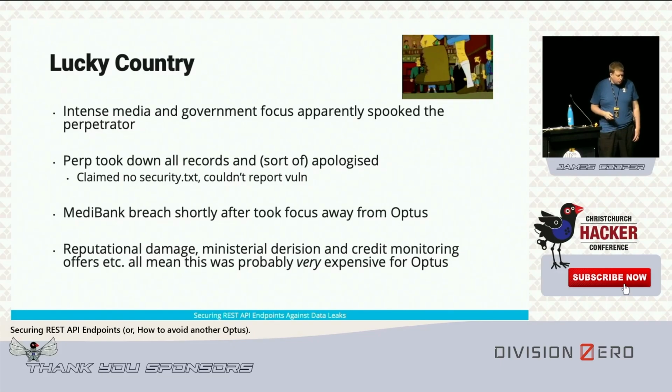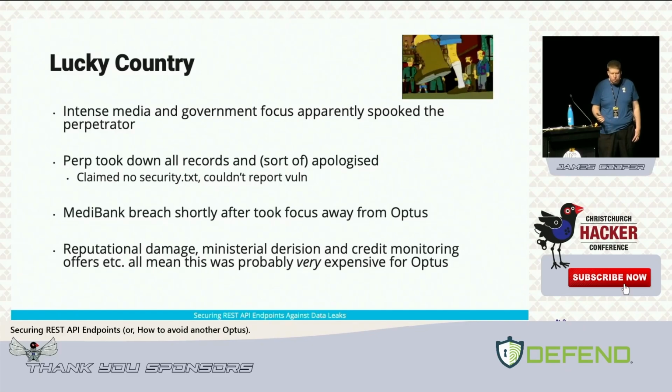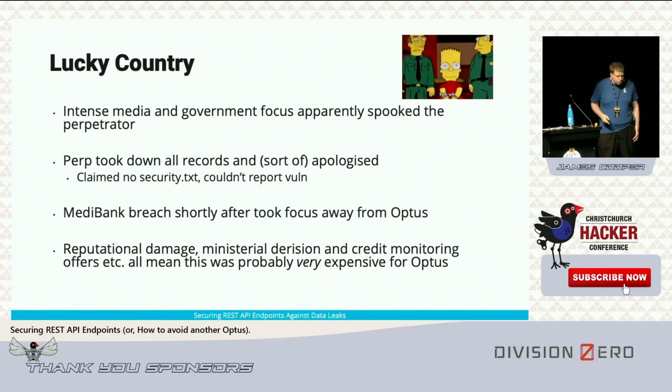So what happened was all this media and government attention got onto this, because it really got a lot of attention. They spooked this person. They took down all the records they had up and kind of sort of apologized. And they said, oh, well, there's no security.txt in the website, so I couldn't report the vulnerability, and therefore I decided to go try to sell it on the dark web instead, because, one totally leads the other. And Optus got a bit lucky because shortly thereafter, the Medibank breach took focus away.